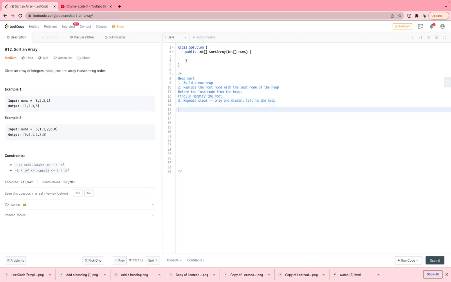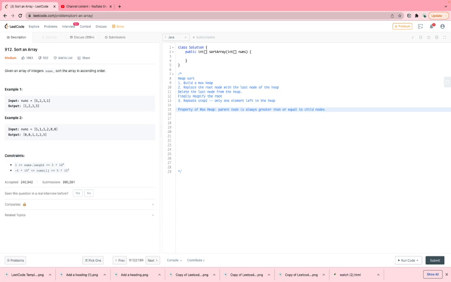We have to notice the property of a max heap. How to check if it's a max heap? In a max heap, the parent node is always greater than or equal to the child node. It's basically the property of the max heap.